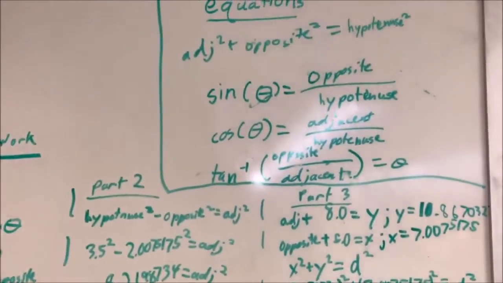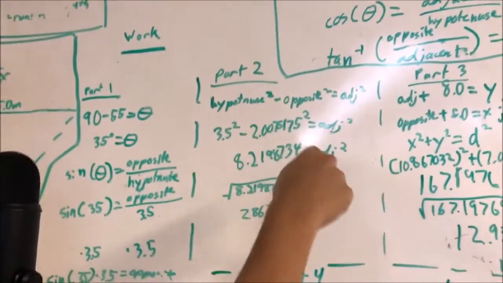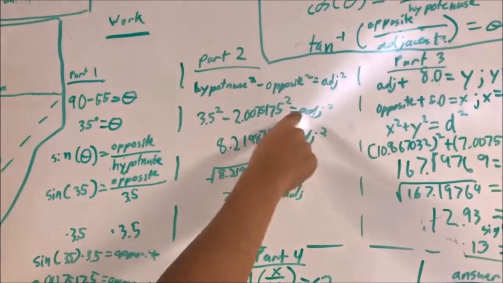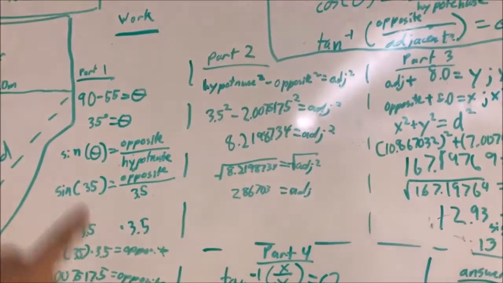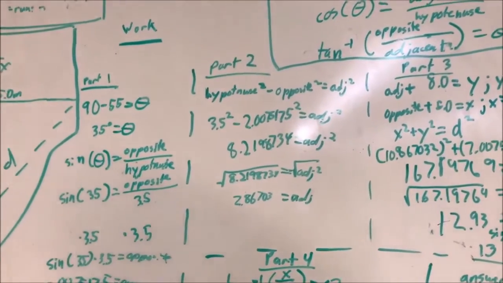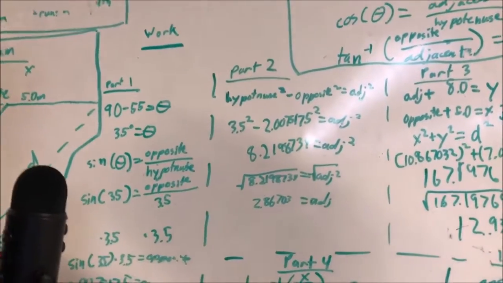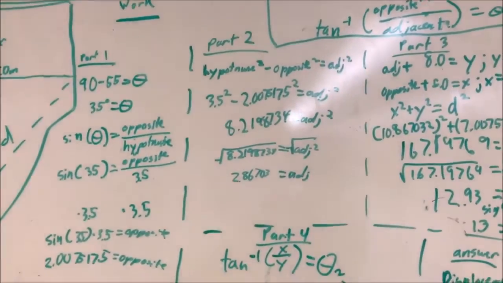Now we move on to part 2, which is the edited version of the Pythagorean theorem: hypotenuse squared minus opposite squared equals adjacent squared. You plug these things into the equation, and you eventually get 8.2198734 equals adjacent squared. Taking the square root of both sides, you get 2.86703 equals adjacent. On to the next part.